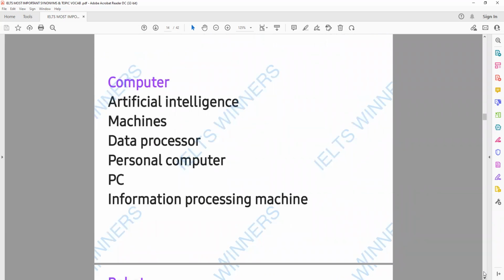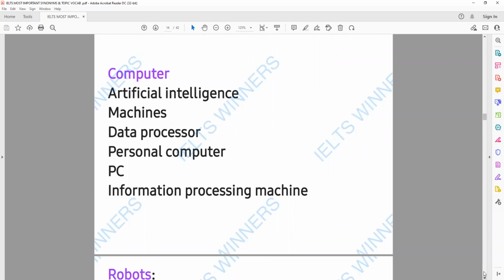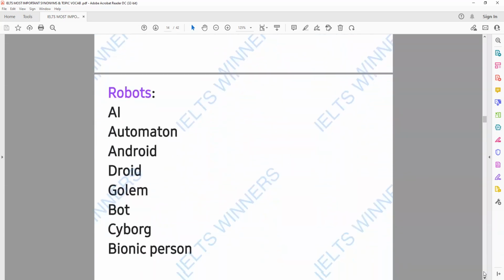So all these words, instead of repeating the word computer or work or education or crime again and again in your essay, you can use these kind of words in different places to avoid repetition of words.